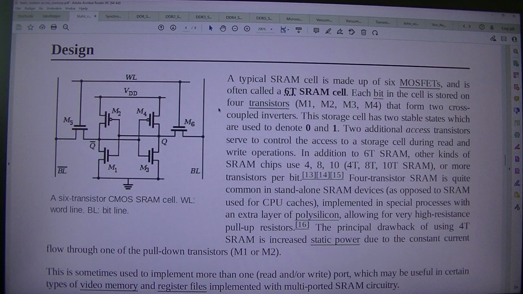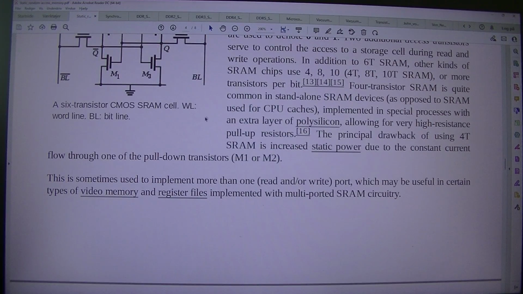In addition to 6T SRAM, other kinds of SRAM chips use 4, 8, 10, or more transistors per bit. 4-transistor SRAM is quite common in standalone SRAM devices, as opposed to SRAM used for CPU caches, implemented in special processes with an extra layer of polysilicon, allowing for very high resistance pull-up resistors. The principal drawback of using 4T SRAM is increased static power due to the constant current flow through one of the pull-down transistors, M1 or M2.